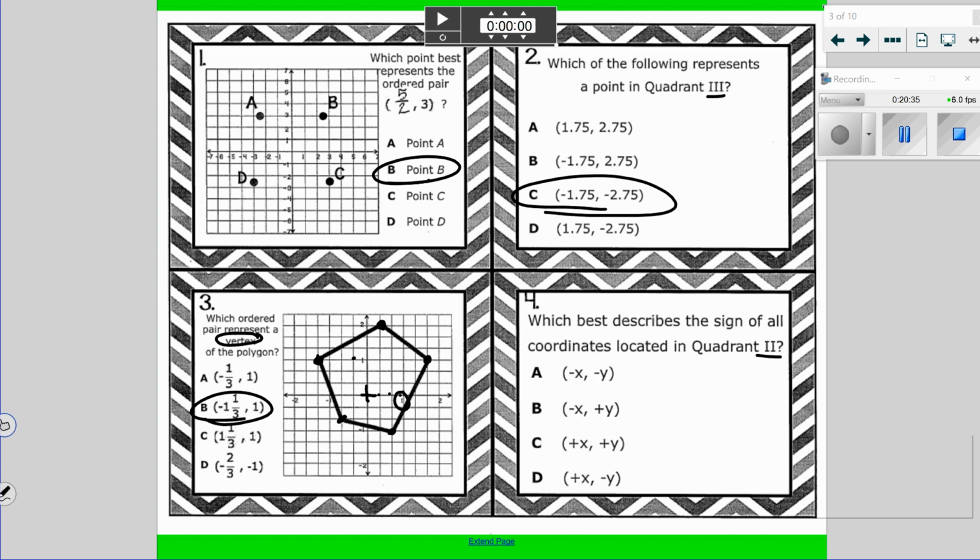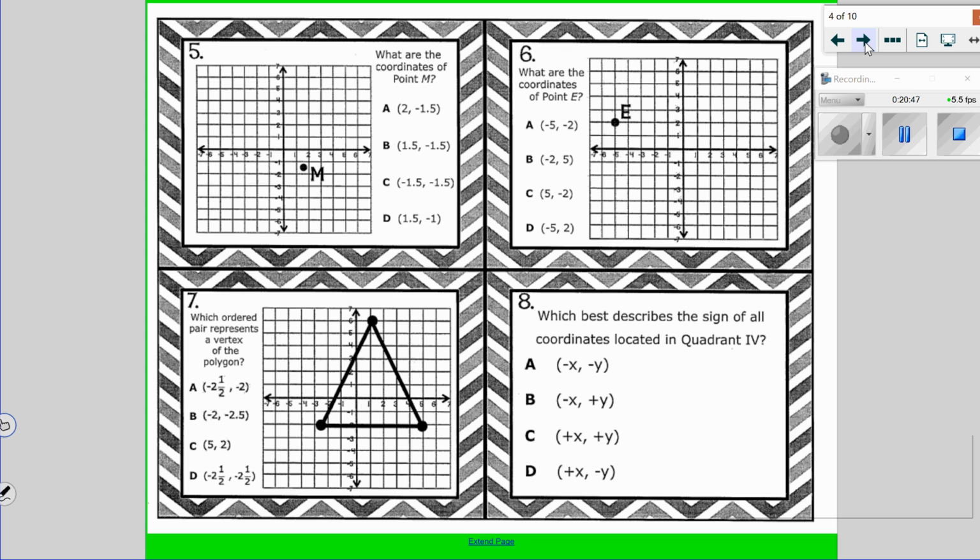Quadrant 2 means negative x, positive y. That's going to be B. So I'm going left and then up. Number 5, point M. I'm going over 1.5, down 1.5. So that's a positive 1.5, negative 1.5.